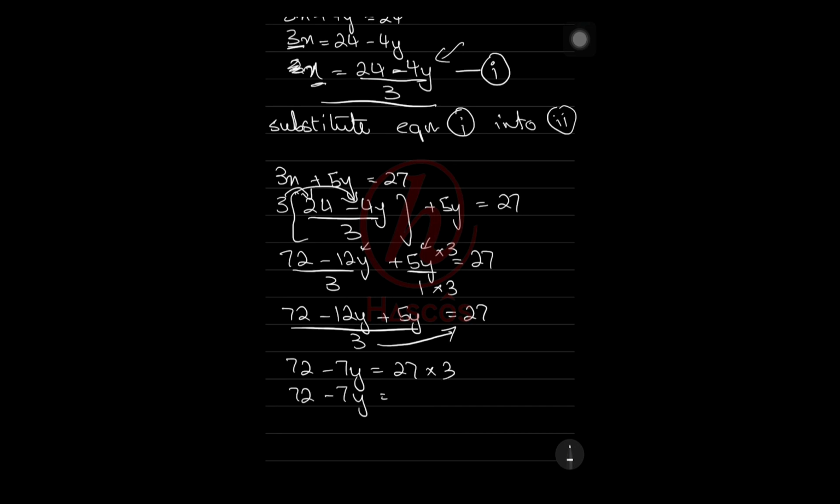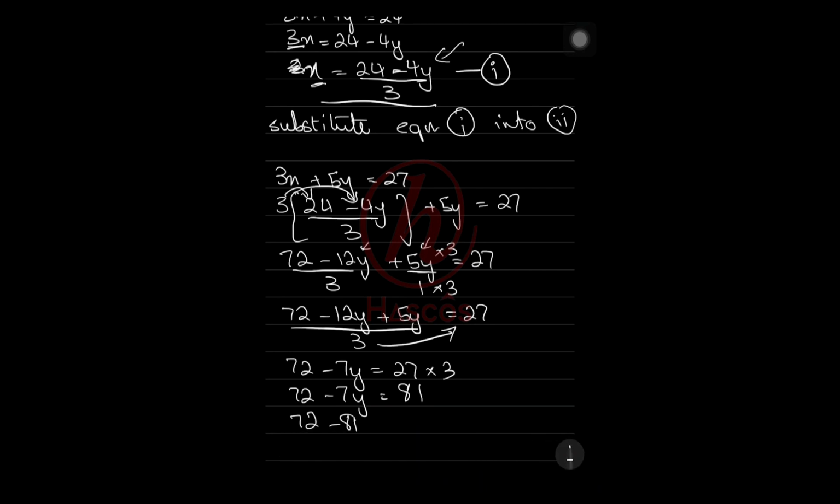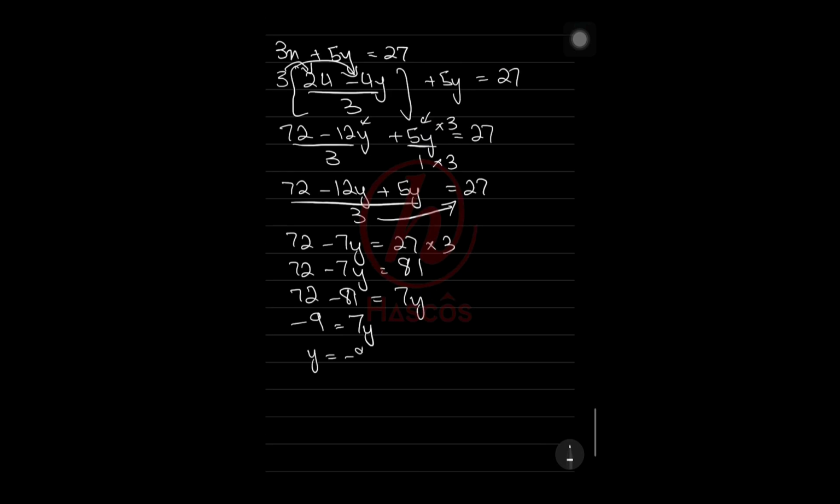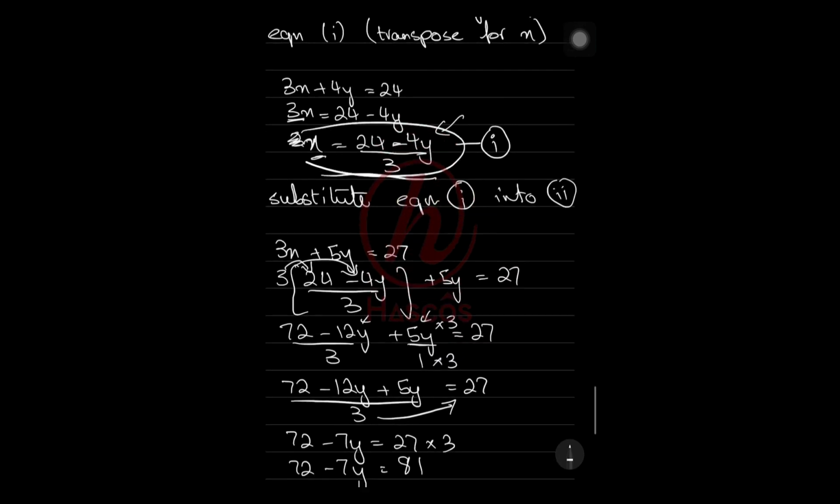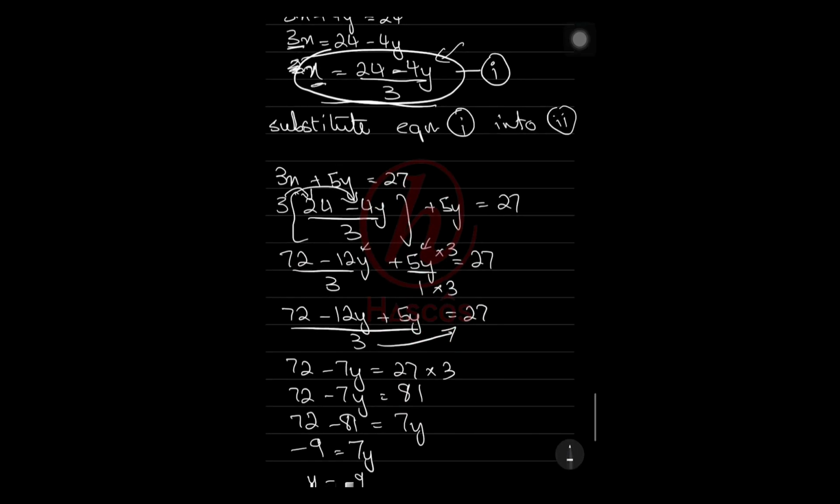And then my 72 minus 81, 7y gets carried over there. 72 minus 81 becomes a negative 9, and then 7y on the other side. Y is equal to negative 9 upon 7. Let's recheck for a silly mistake. No, we need to plug in y into the original equation x, but let's check for a silly mistake.